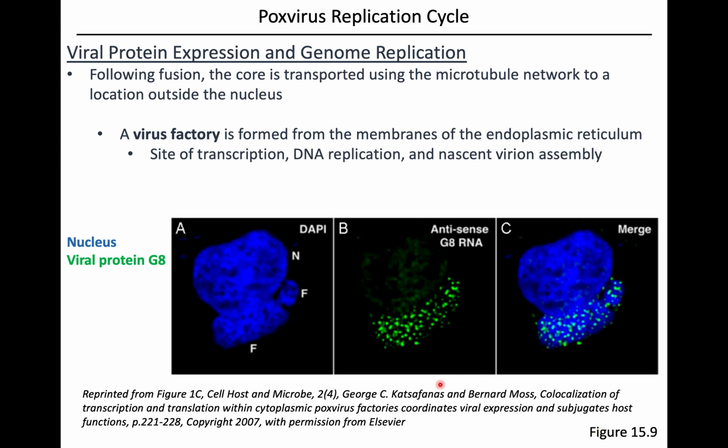So it'll get transported, that dumbbell-shaped core, on a network of microtubules to basically the surface of the nucleus, where it will remodel some of the endoplasmic reticulum to create little membrane-enclosed viral replication factories, essentially. And you can see that in this image here. So this is a fluorescent light microscopy picture where they have the nucleus labeled with this stain called DAPI. So the blue here is the nucleus. And then they have this viral G8 protein in the fluorescent green here. And you can see it's basically just sitting there right at the surface of the nucleus.